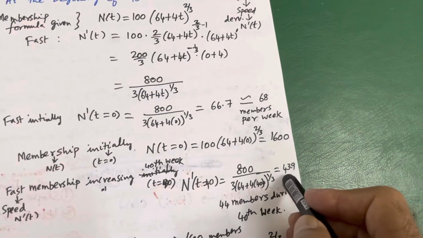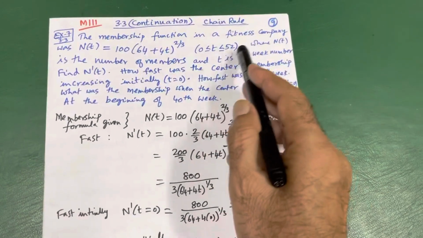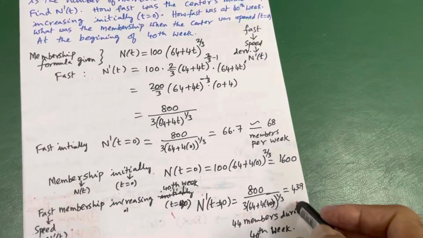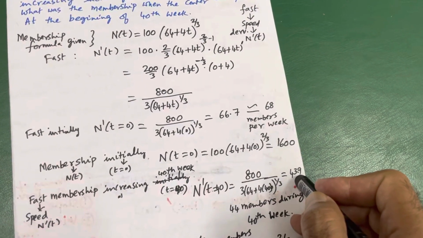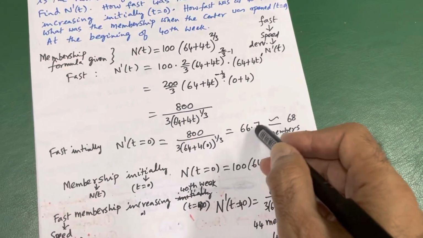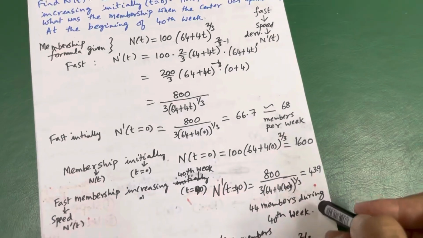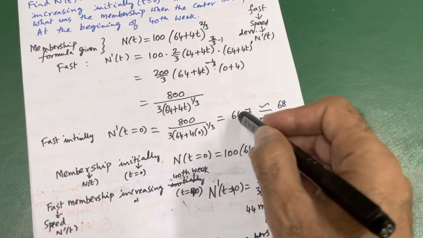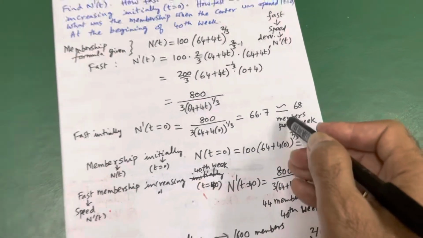You cannot have this because we are talking about the members in a fitness club. You cannot have half a person, 0.7 person, like that. So you have to increase it to the next number. 43.9 is 44, 66.7 is 68.